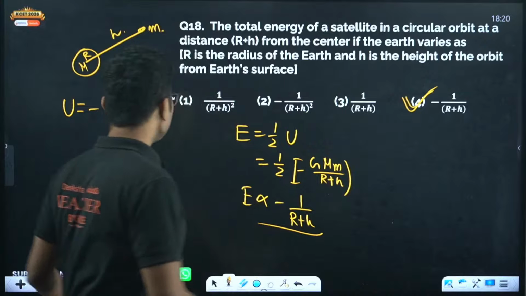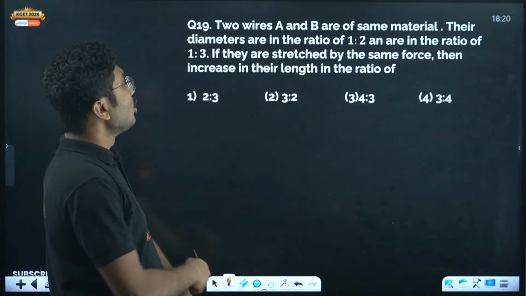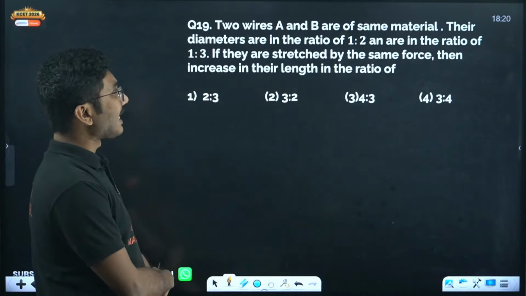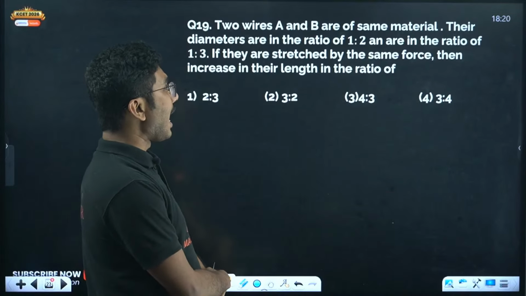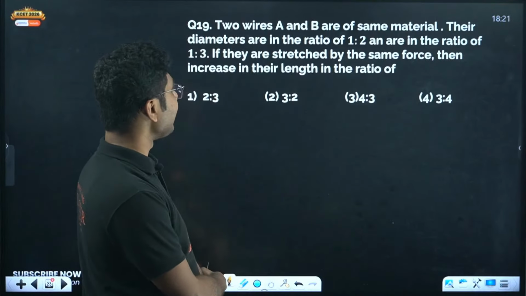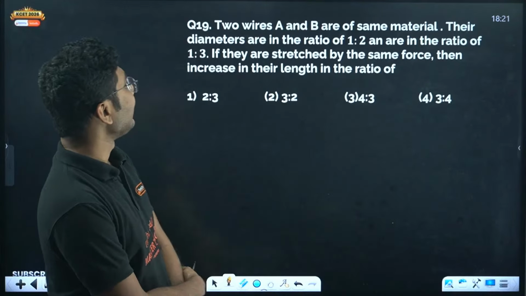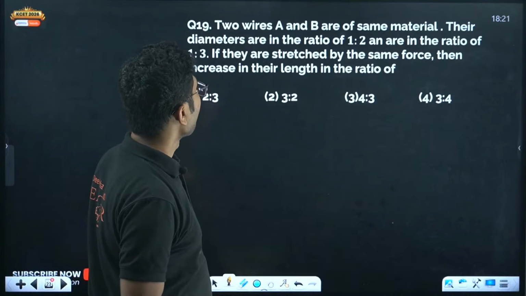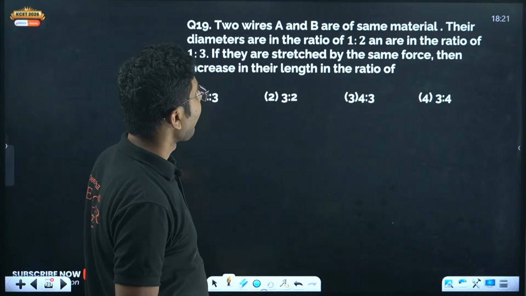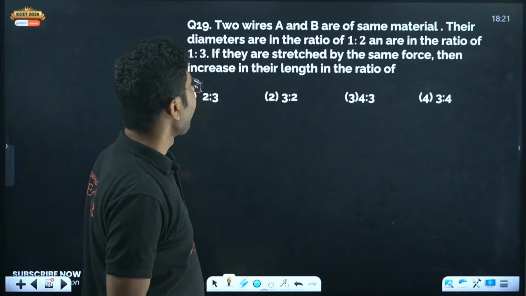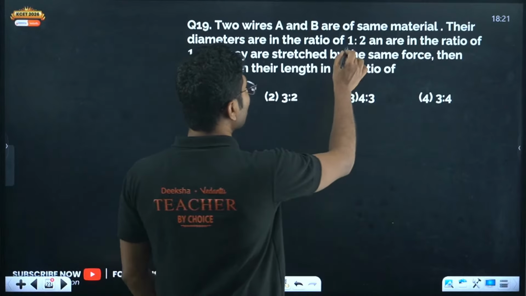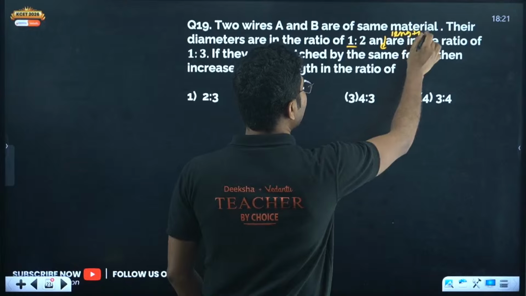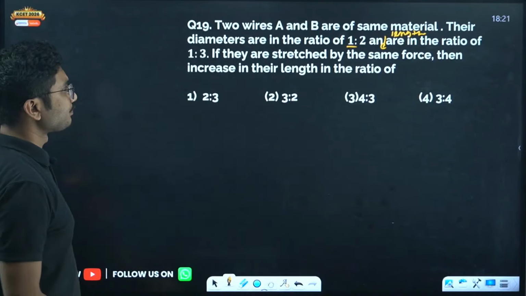Okay, now let's move on to the next question. Two wires A and B are of the same material. Their diameters are in the ratio 1:2 and their lengths are in the ratio 1:3. If they are stretched by the same force, then the increase in their length is in the ratio of... I think a length is missing here. Lengths are in the ratio of 1:3.